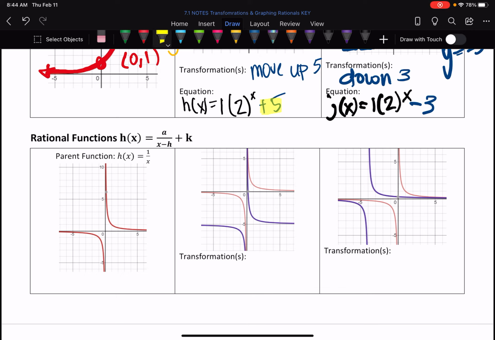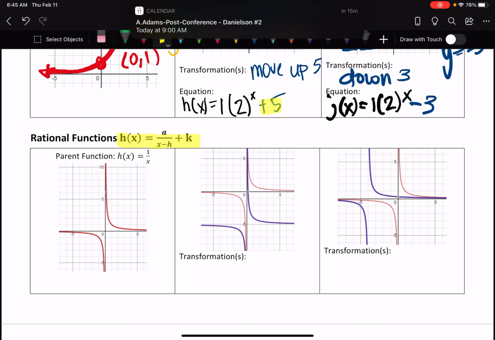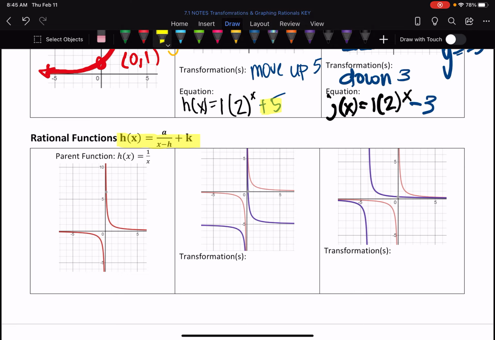Here's the formula. H of x equals a over x minus h plus k. My a still means the same thing that it did with quadratics and with exponentials. If my a is positive, there's no transformation. If my a is negative, that means that there is a reflection over the x-axis. My h is all about my horizontal shift, moving left to right, and my k is all about moving up or down. And this is what the graph looks like.